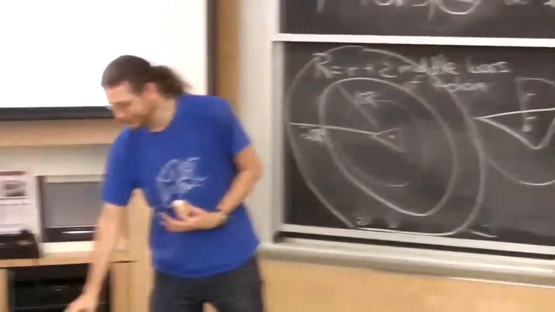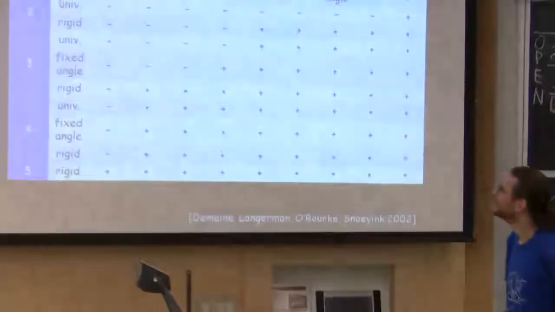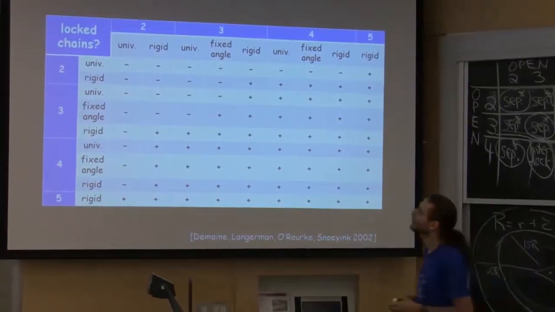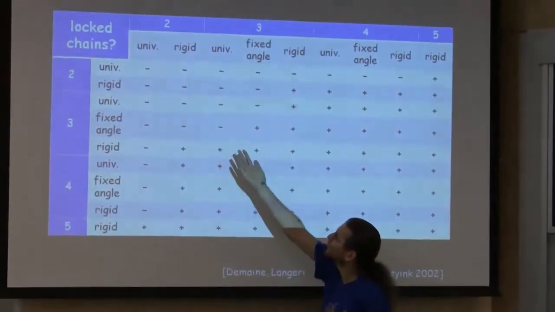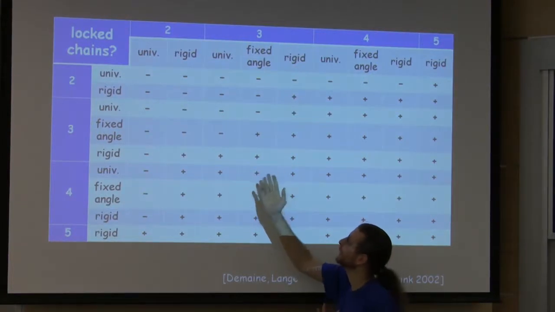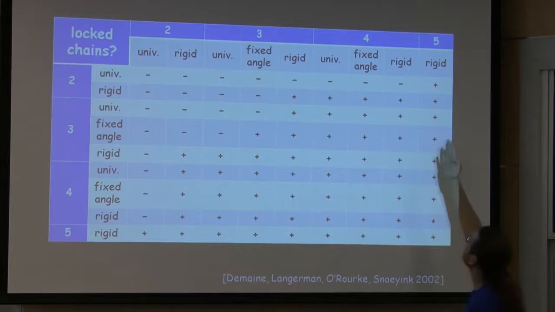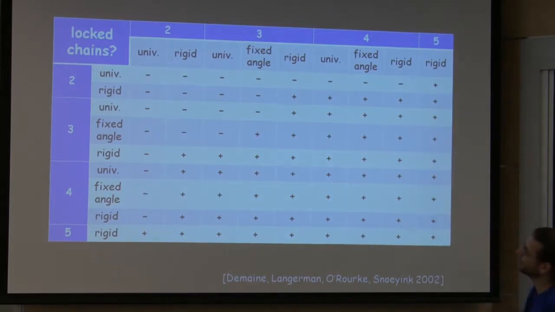Well, we haven't done all of those results, but most of them for pairs. We've got universal and rigid. A fixed angle 2-chain is a rigid 2-chain, so there's only 2 columns there. Universal, fixed angle, rigid, universal, fixed angle, rigid, and here we only get up to rigid.